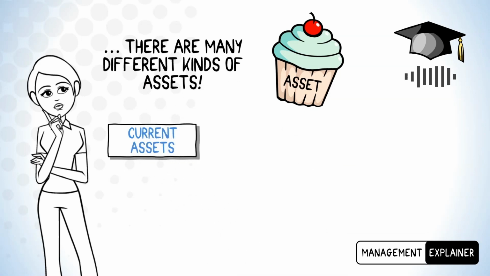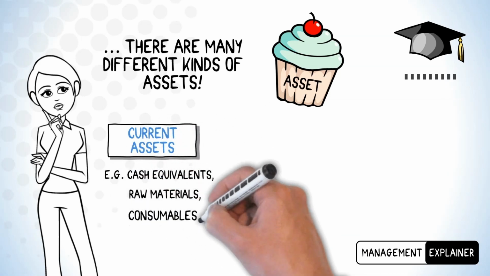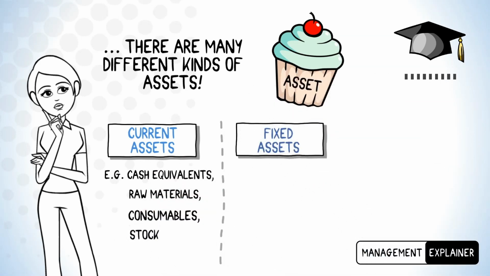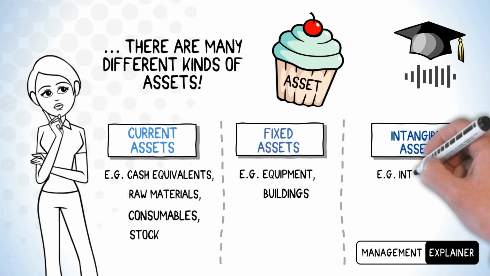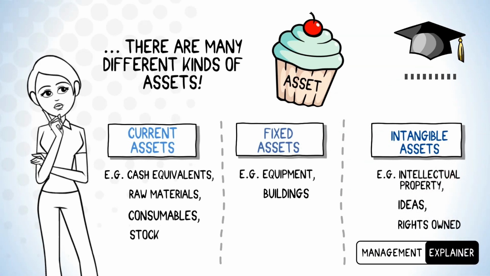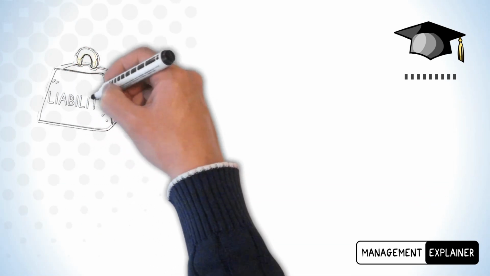Current assets are generally all objects of value that can be disposed of easily in return for cash. They include cash equivalents, raw materials, consumables, and stock. Fixed assets are assets that are more difficult to convert into cash, such as equipment and buildings. Intangible assets are, as the name suggests, non-physical objects that can be used to meet the commitments, debts, or obligations of the business.